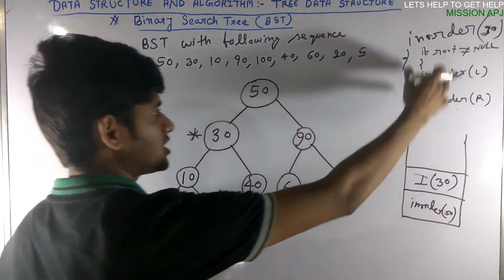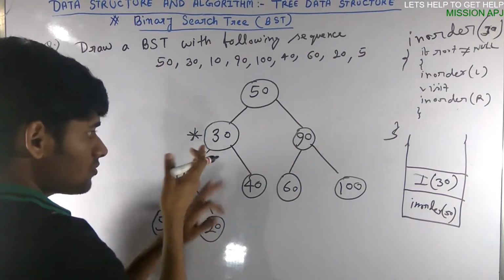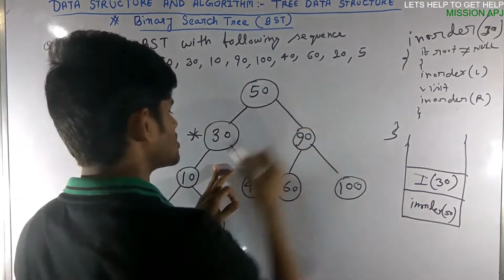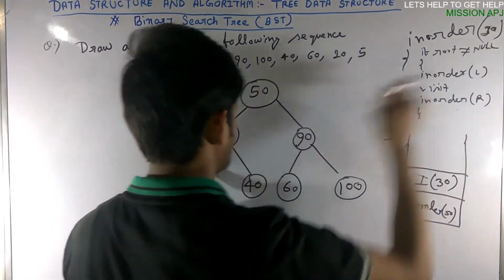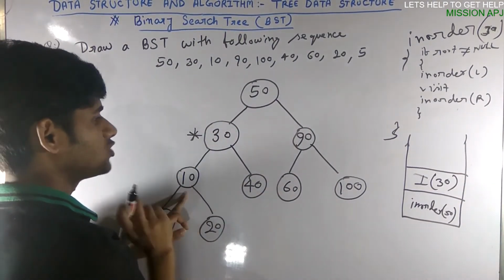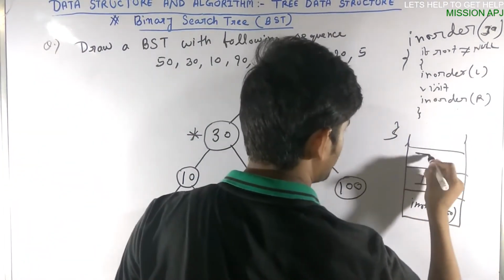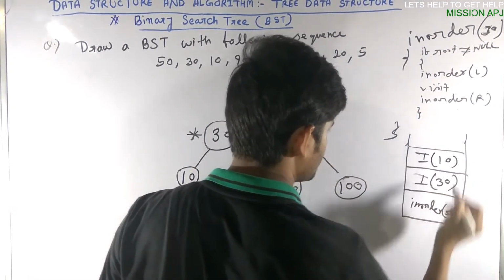Then we insert it, we go here, then again we will check whether it is null or not. It is not null. Go for the left, see, in order with left. So go for the left subtree with value 10. We will call in order again with value 10, the in order procedure with value 10.